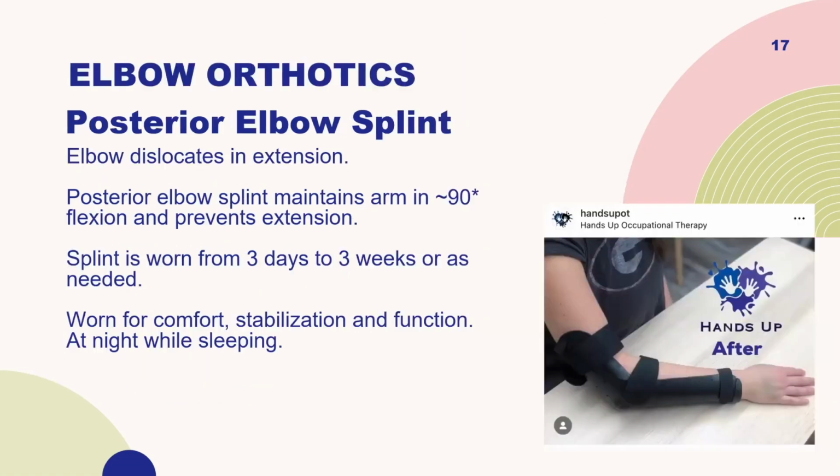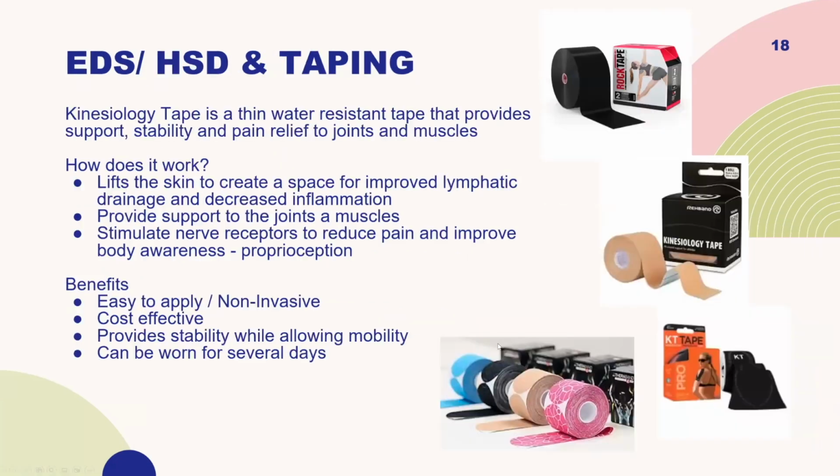And over here, this is a posterior elbow splint. So with a lot of patients, when they extend their elbows, unfortunately, the elbow will dislocate. So depending on the presentation and the acuity of the dislocation, we will determine with the physician how long the splint needs to be worn. And it could be worn anywhere from 3 days to 3 weeks to help decrease the dislocation, as well as worn for comfort, support, and stability at night when the patient is sleeping. So, the wearing of the splint is determined on a case-by-case basis, depending on the presentation the patient has.